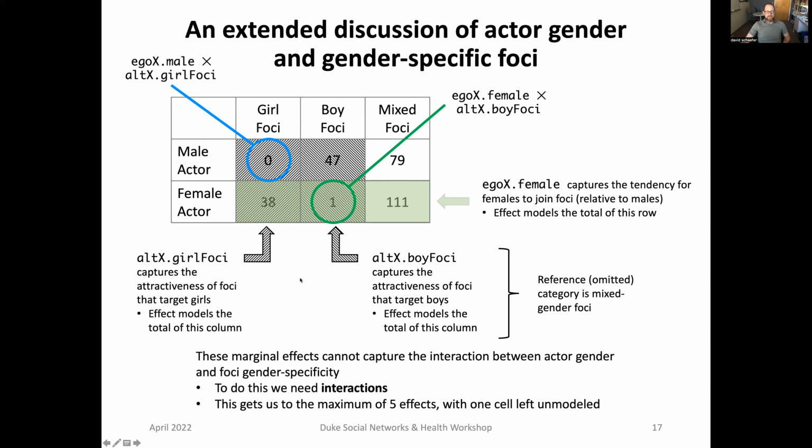Okay, so when we add these, we count up, we have 5 effects. That's the maximum we can have. We've left one cell unmodeled. So we will be perfectly modeling this table here.